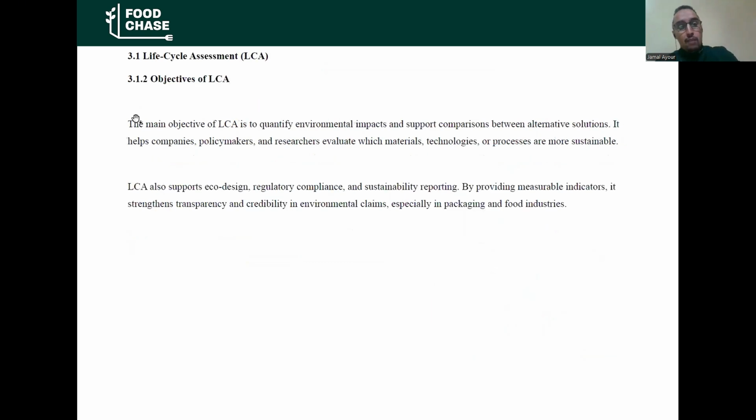In this slide, we will talk about the objective of LCA. The principal objective is to quantify environmental impact and support comparison between alternative solutions. It helps companies, policymakers, and researchers evaluate which materials, technologies, or processes are more sustainable, depending on their activity, their product, and their process. LCA also supports eco-design, regulatory compliance, and sustainability reporting by providing measurable indicators and strengthening transparency and credibility of environmental claims, especially in the packaging and food industry.